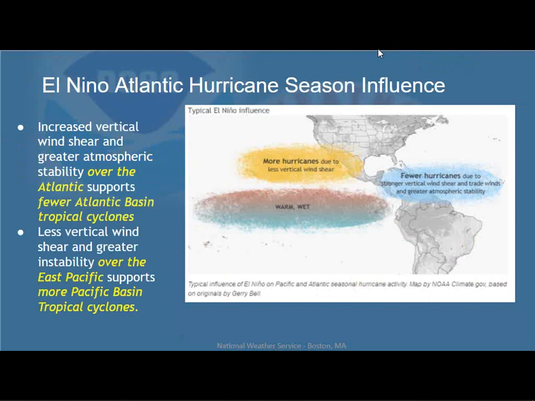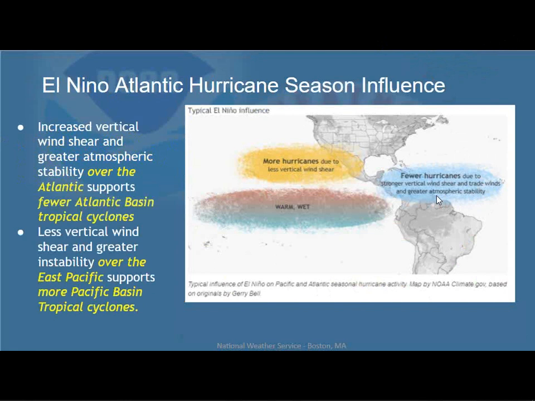So typically under El Nino conditions, this spells good news as far as tropical activity goes in the Atlantic, because it tends to have a suppressing effect on the amount of tropical cyclones that can spin up. So this is because during El Nino conditions, there tends to be increased vertical wind shear and greater atmospheric stability over the Atlantic basin. Now, this is important because for tropical cyclones, you want both low stability and weak vertical wind shear.